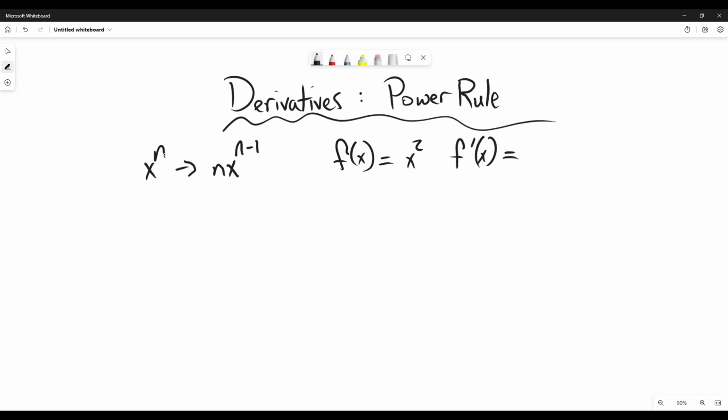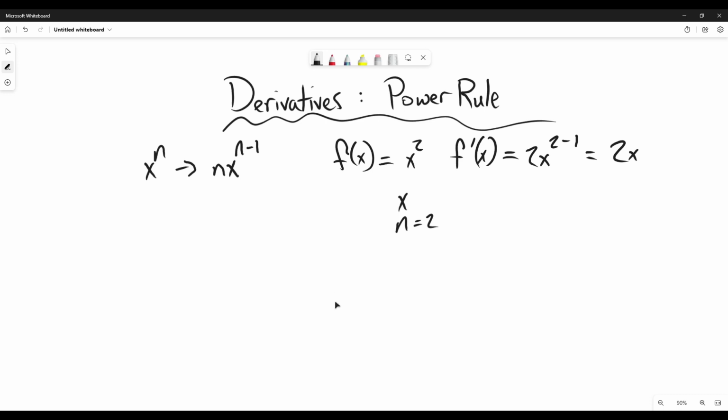So if we have x to the n, the derivative equals nx to the n minus 1. So here n is 2. Sometimes it's good to label these kinds of things. So if we're going to do it, you have 2x to the 2 minus 1, which equals 2x. It's to the first power, but since it's to the first power, we don't have to show it.